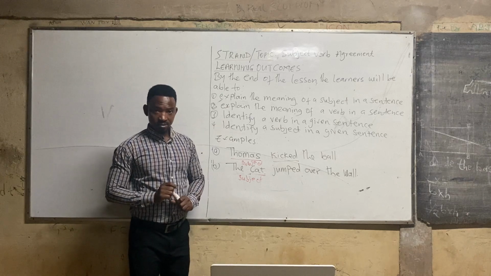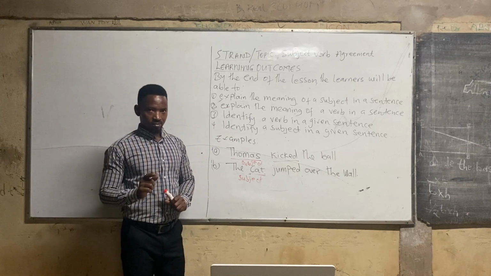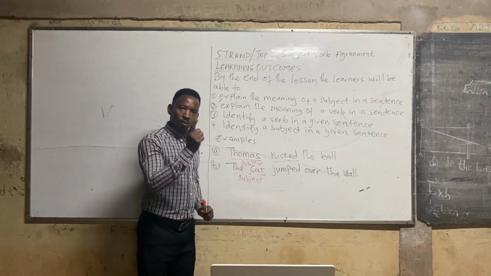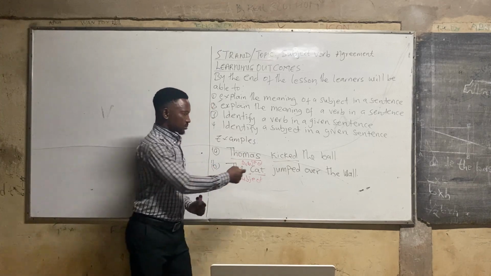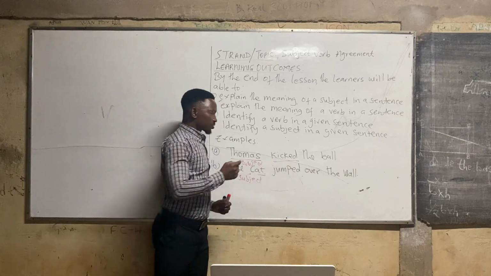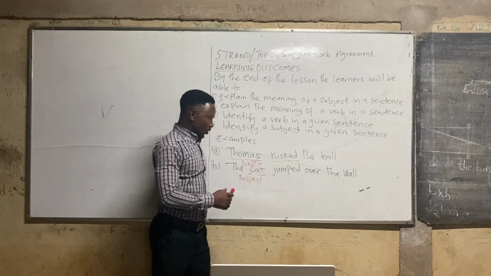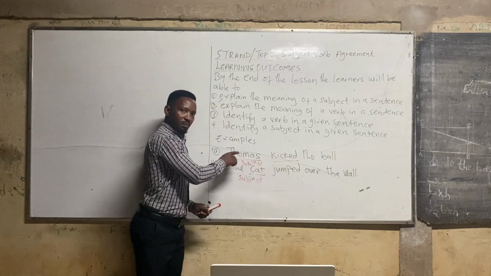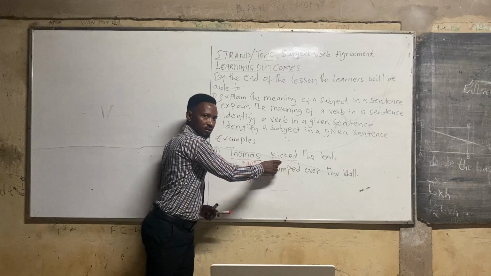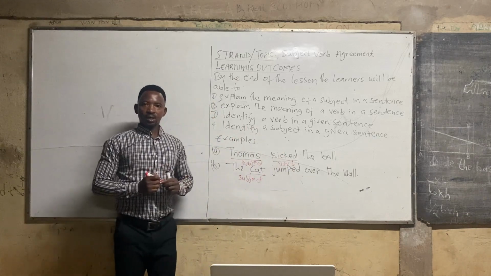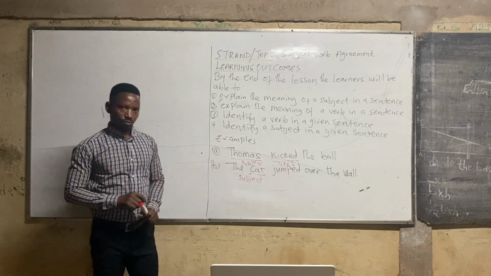Please, do you understand? Should I repeat? Okay. Thomas performed an action. What action did Thomas perform? Kick. For this reason, we are saying that kick is the verb because the action performed by Thomas was kick. So, kick is the verb.